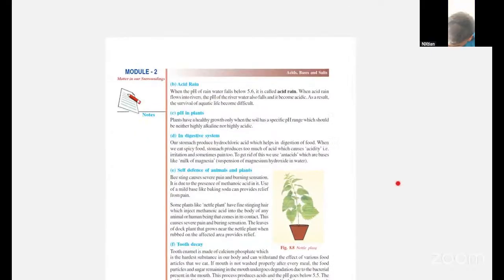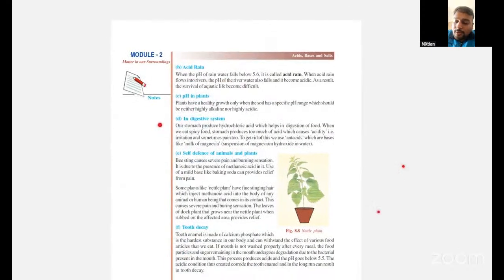Now, in the digestive system we also have HCl. The HCl is for stomach food digestion. Then self-defense of animals and plants. There is bee sting, which we discussed in the previous sessions. A bee sting contains methanoic acid, and that methanoic acid gives us a burning sensation. So a teacher used a metal oxide, which reduces the acid from the bee sting.